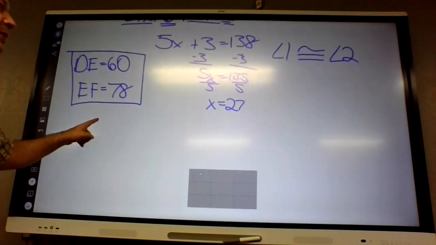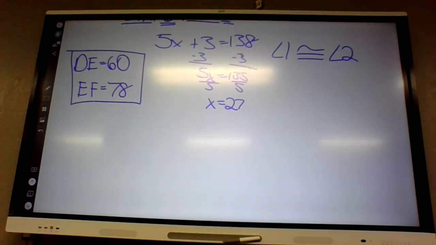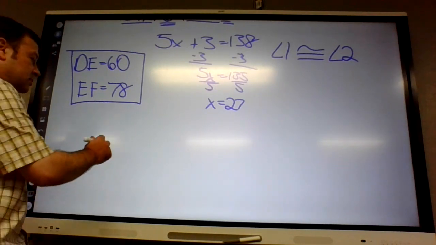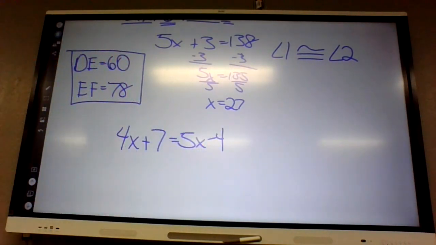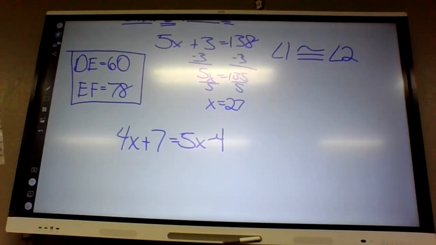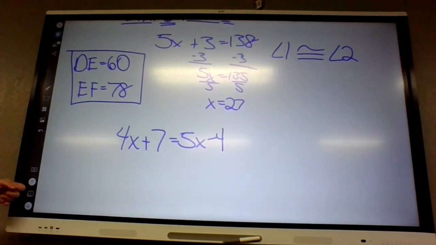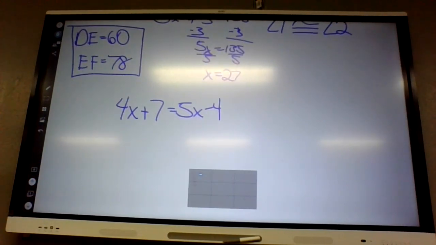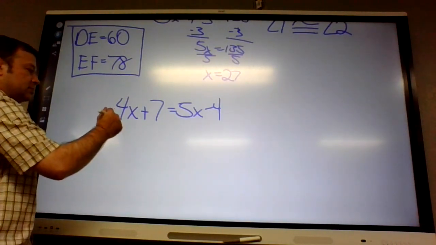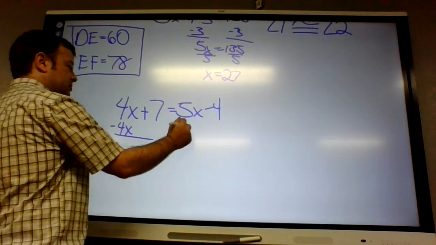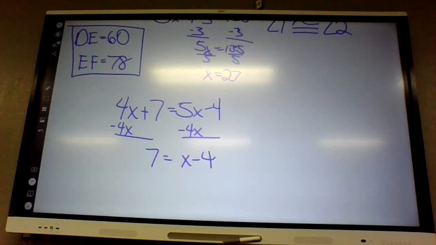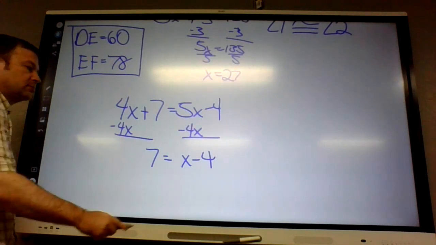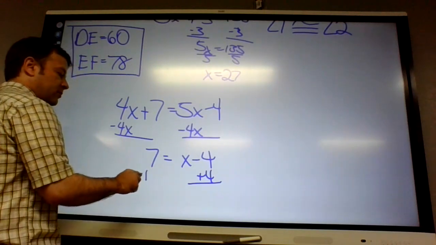Okay. So if angle 1 and 2 are congruent, then what should we do with those 4x plus 7 and 5x minus 4? Make them equal to each other. 5x minus 4, 4x plus 7. Okay. When there's x's on both sides, you have to subtract one from one of the sides, like subtract 4x. And you get x by itself, so add 4 to both sides.